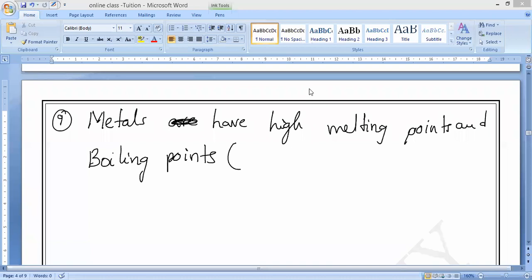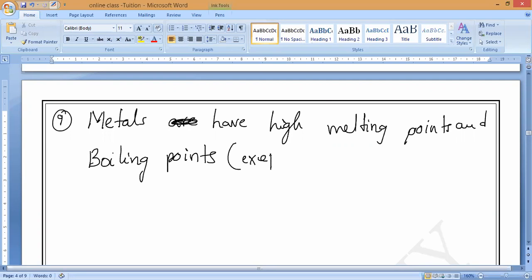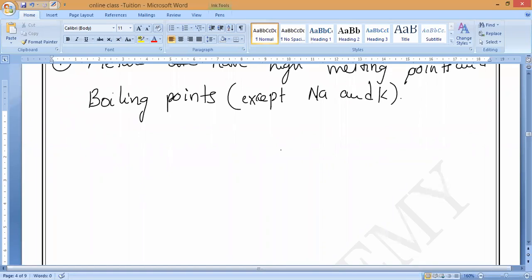So metals have high melting points and boiling points, except sodium and potassium. You should remember that. Okay, you are saying gallium. Gallium becomes liquid as the room temperature increases, so it becomes a liquid state; that is different from the melting point and boiling point rule. Okay.